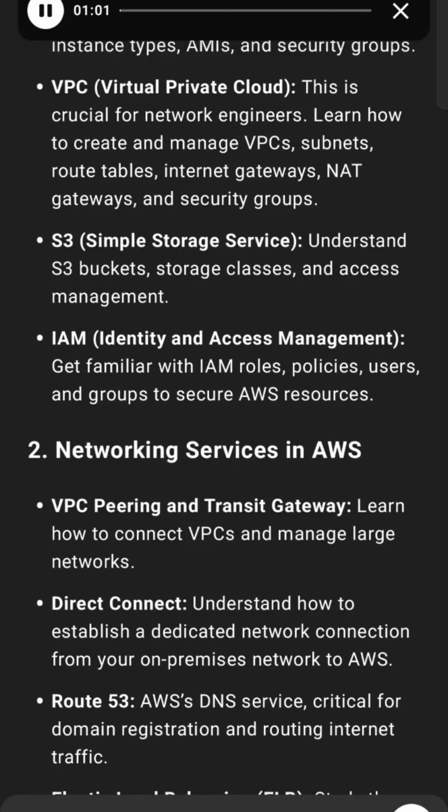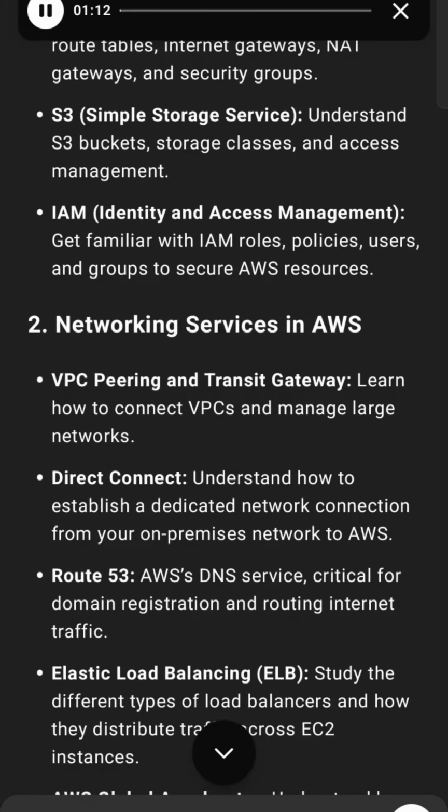2. Networking services in AWS. VPC peering and transit gateway. Learn how to connect VPCs and manage large networks. Direct Connect. Understand how to establish a dedicated network connection from your on-premises network to AWS. Route 53. AWS's DNS service, critical for domain registration and routing internet traffic.